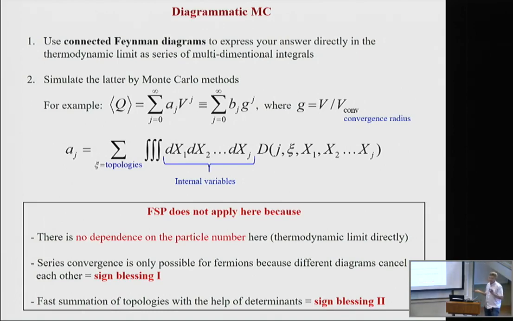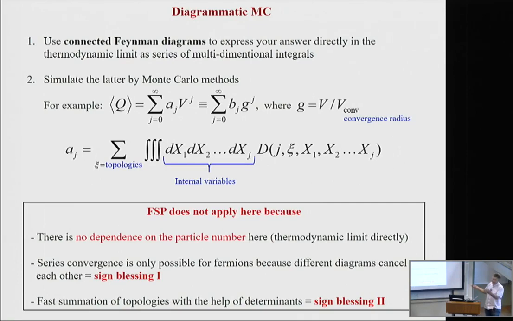Well, second, those series potentially have finite convergence radius only under one condition. They have to be for fermions. And this happens because factorial number of different topologies, they cancel each other to nothing. So convergence can emerge only because diagrams cancel each other. So your only hope that all of this will work nicely is because you have sign blessing one. Diagrams cancel each other. So you need sign for this to work better.